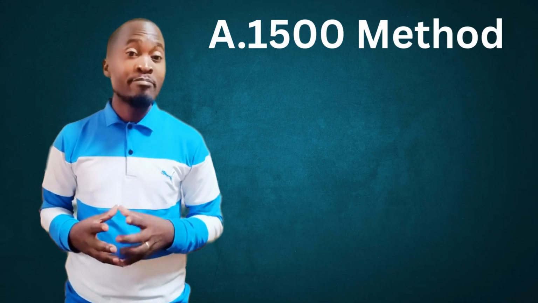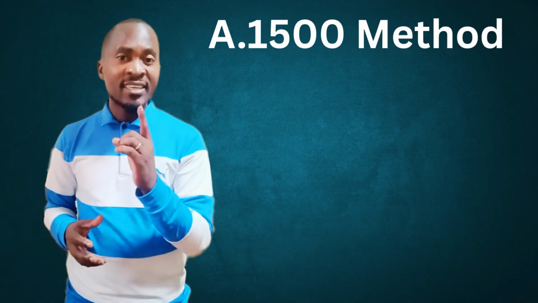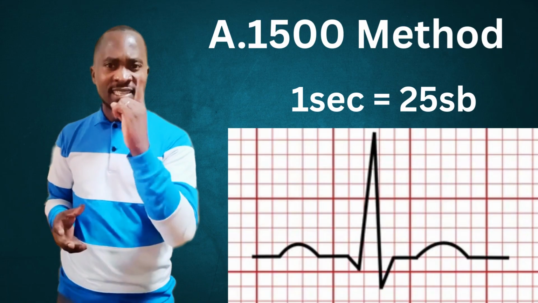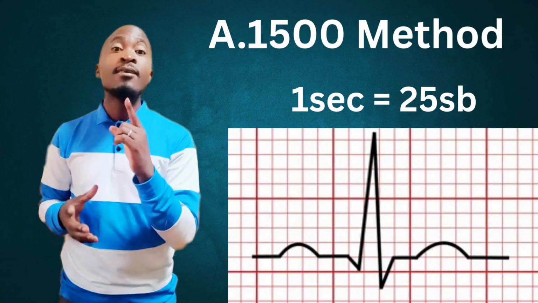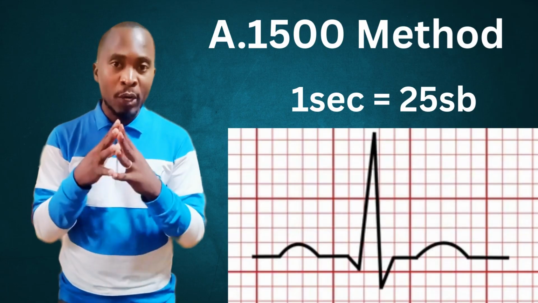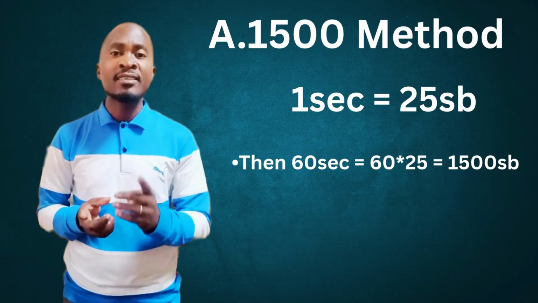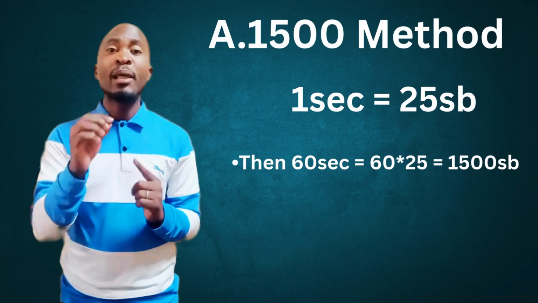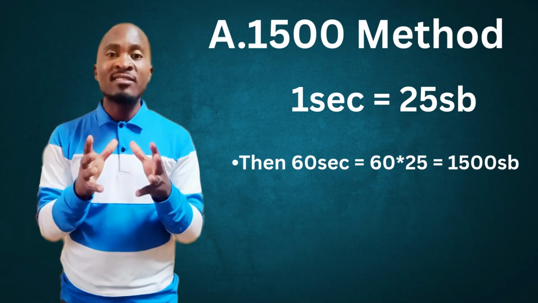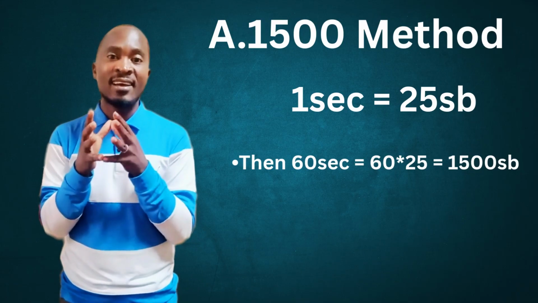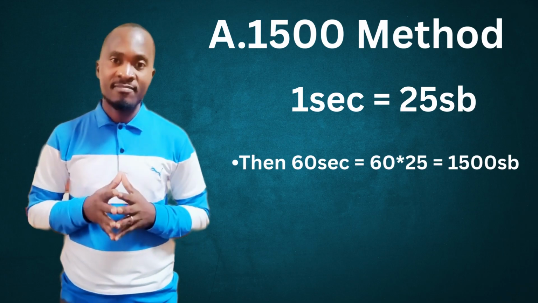In the 1500 method, it normally takes the impulse 1 second to travel within 25 small boxes. That is to say, in 1 full minute, we multiply 25 by 60, and this impulse will have traveled 1500 small boxes. So for us to get the heart rate of the patient, divide 1500 by the number of small boxes. That's what will give you the heart rate of that patient.